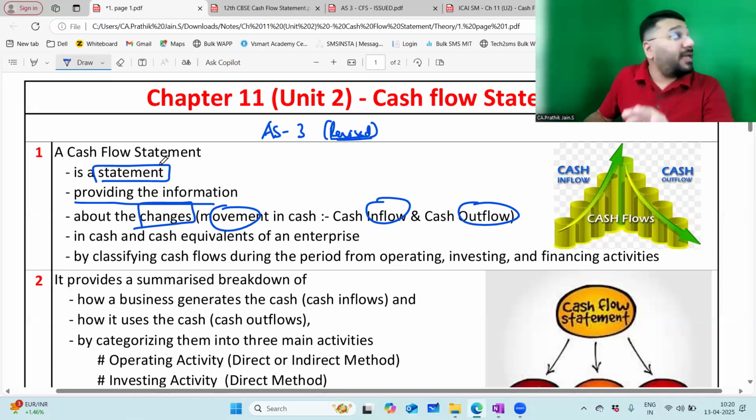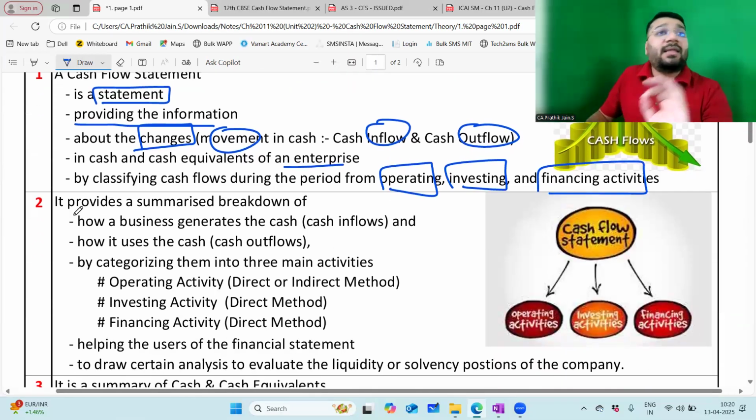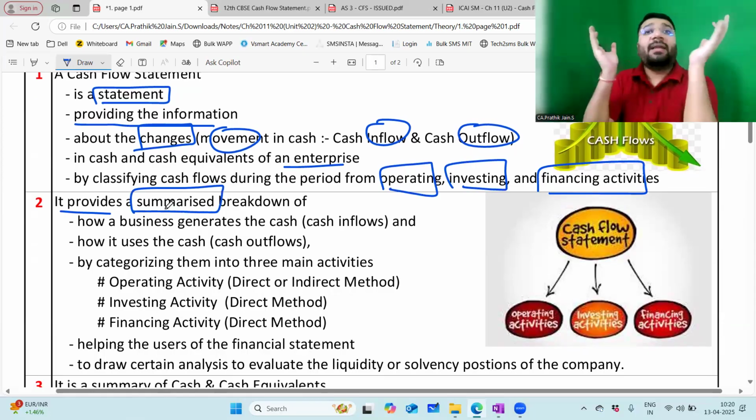So cash flow statement is a statement providing information about the changes in or movement in cash or cash equivalent of an enterprise, and such inflows and outflow should be categorized either under operating activity or investing activity or the financing activity. Any problem with this? In other words, it provides the summary. Correct? So we saw an example yesterday.